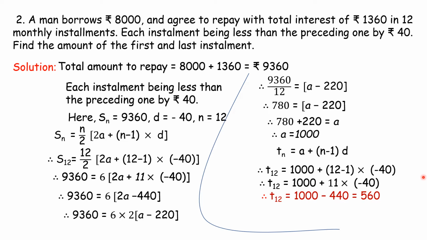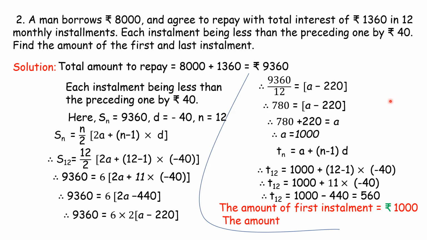1000 minus 440 is equal to 560. Therefore, write down: the first installment is 1000 and the last installment, that is the 12th installment, is 560 rupees. The amount of the first installment is equal to rupees 1000 and the amount of the last installment is equal to rupees 560.